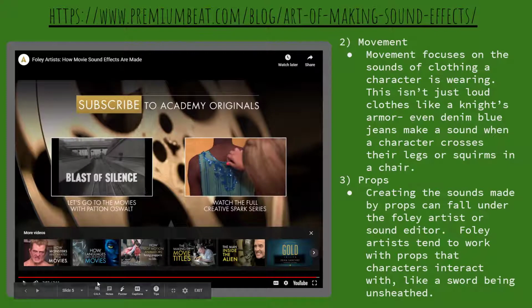All right. So that's a really good idea of what Foley artists do and how they make the sound effects for the movies that we watched today.